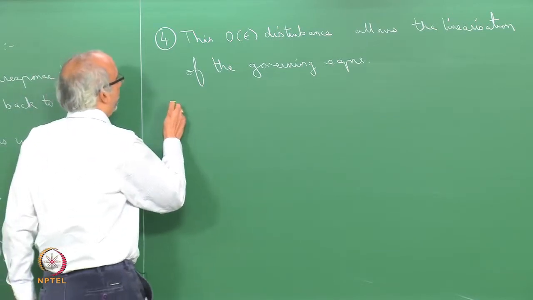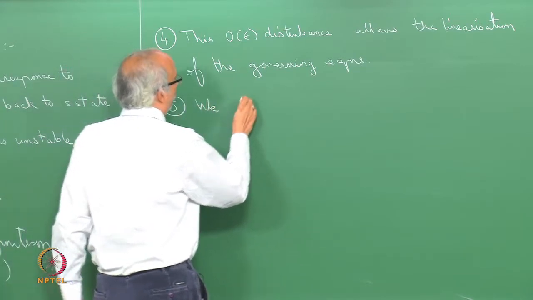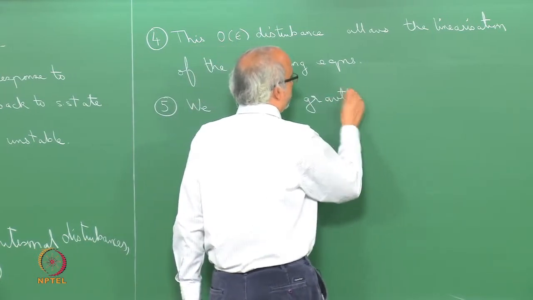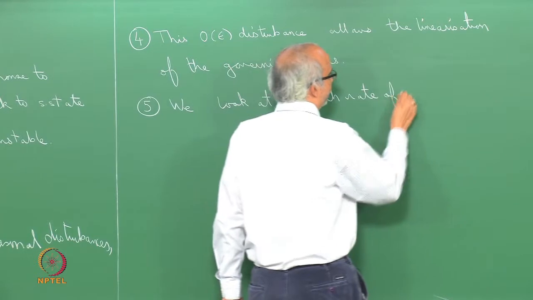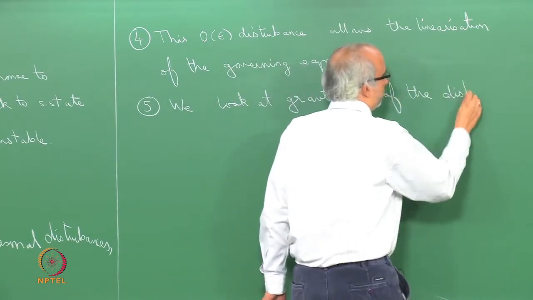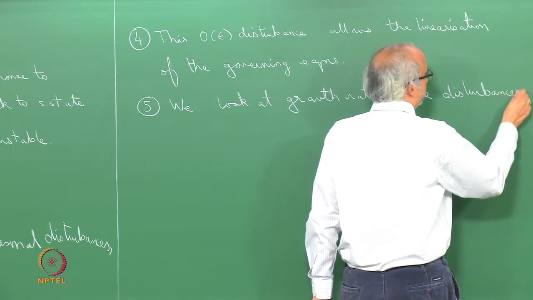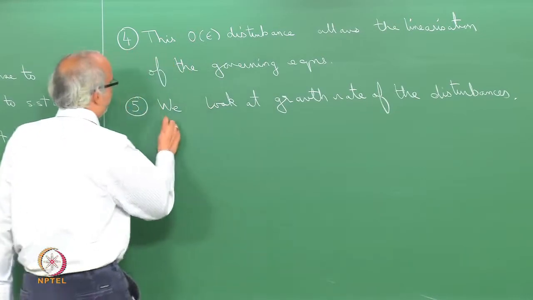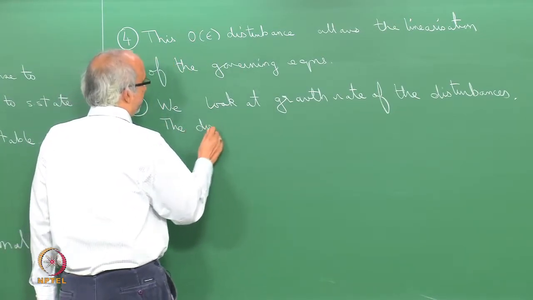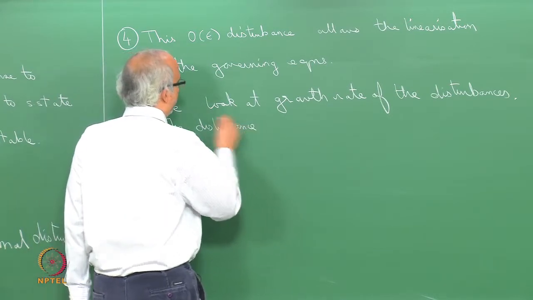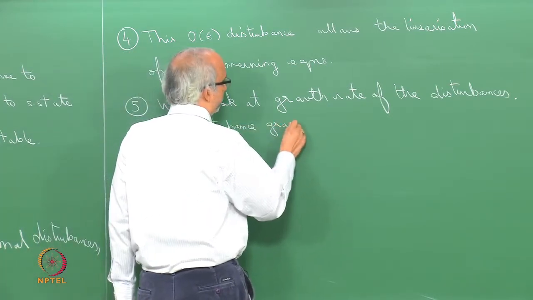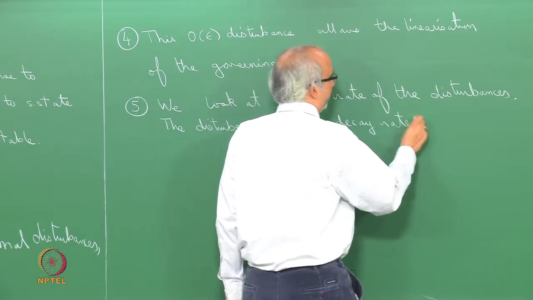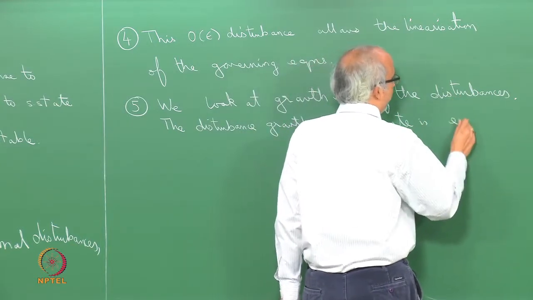And then we look at the growth rate of the disturbances. The growth or decay rate is exponential.